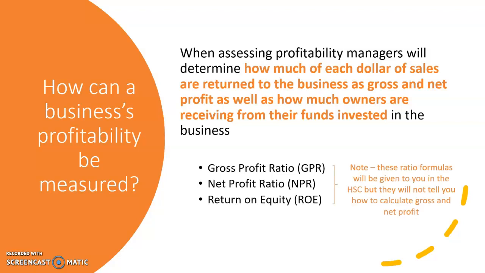Now the HSC is going to give you the formulas for all three of these ratios. The trick, however, is they will not tell you how to calculate gross and net profit. So you need to go back to the video on income statements if you're a little unclear on that.